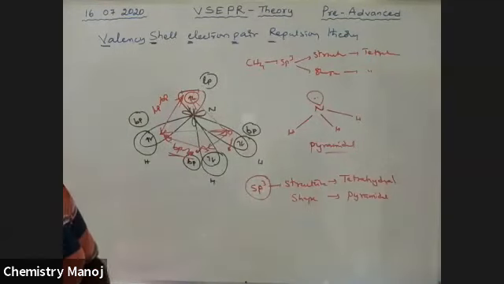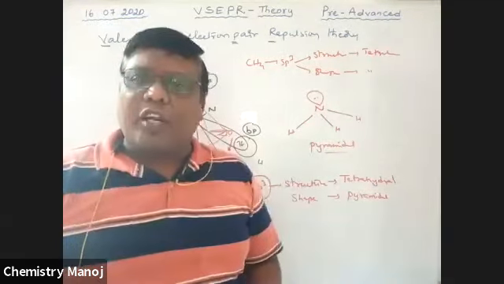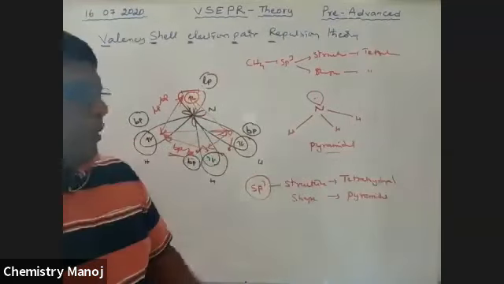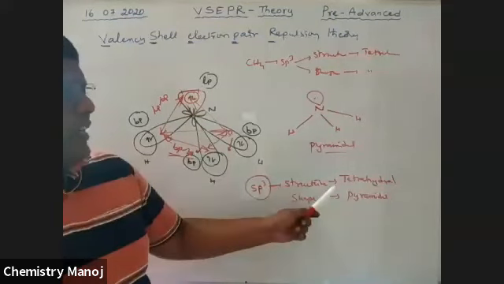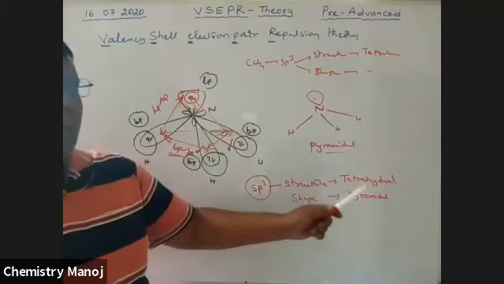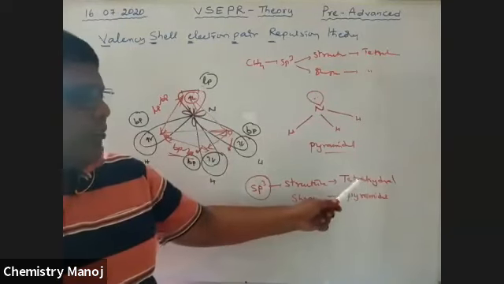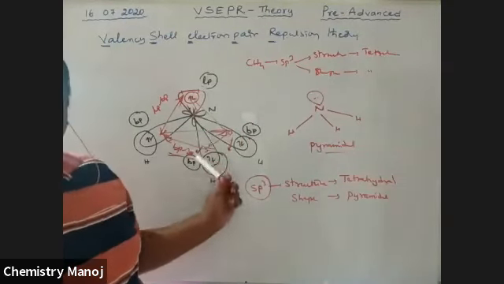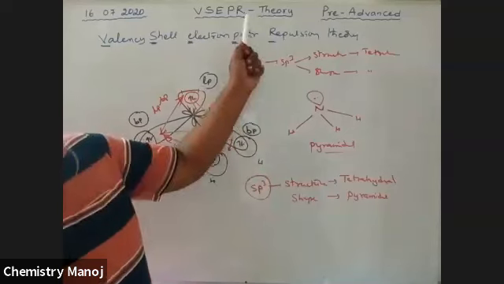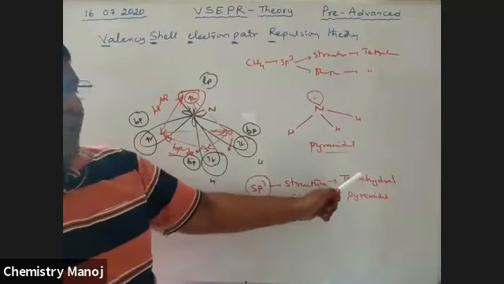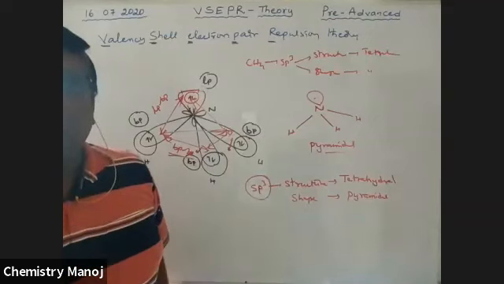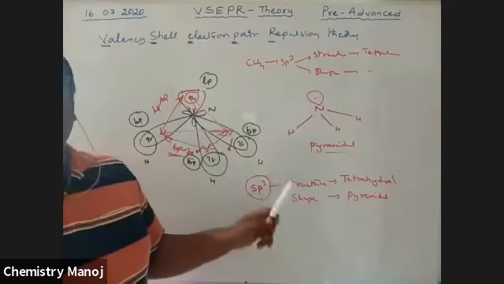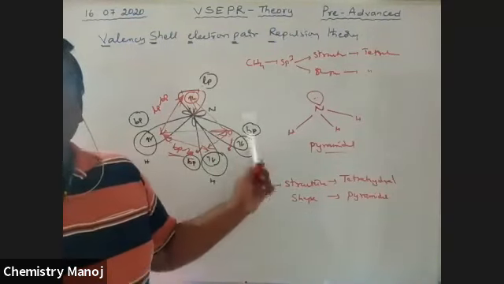So what is the shape of the ammonia molecule? Pyramidal. What is the structure of the ammonia molecule? Tetrahedral. Why does the shape deviate from tetrahedral to pyramidal? Because of the existence of lone pair-bond pair and bond pair-bond pair repulsions in the ammonia molecule. According to VSEPR theory, the shape deviates from tetrahedral to pyramidal. Here we consider repulsions between the bond pairs and lone pairs present in the outermost shell of the central atom.